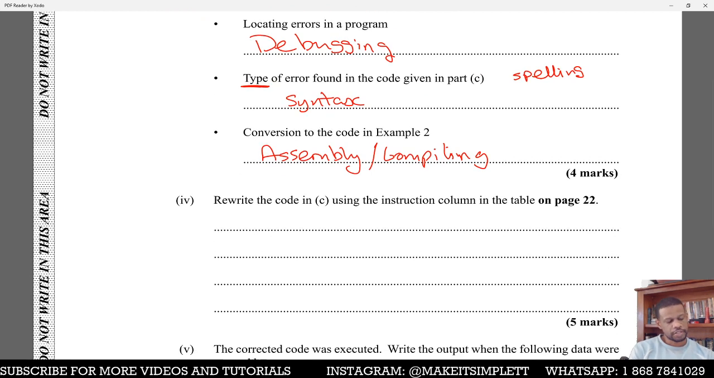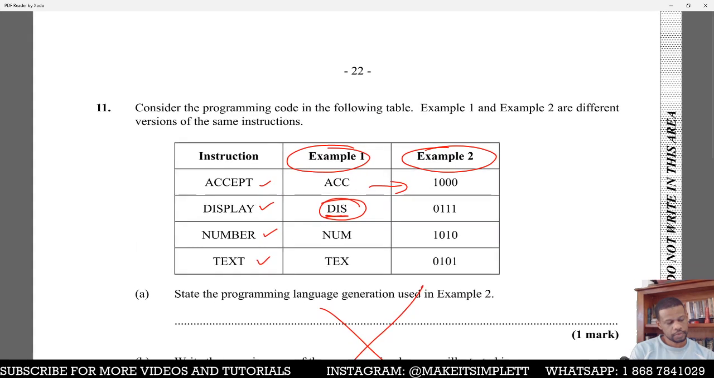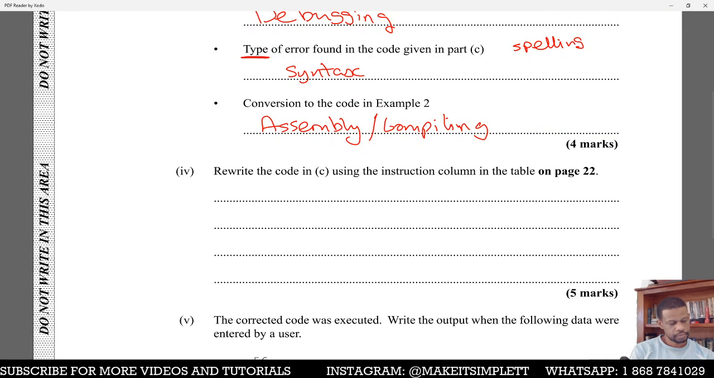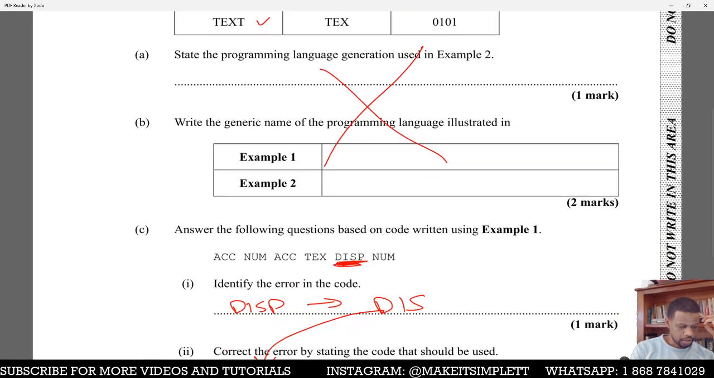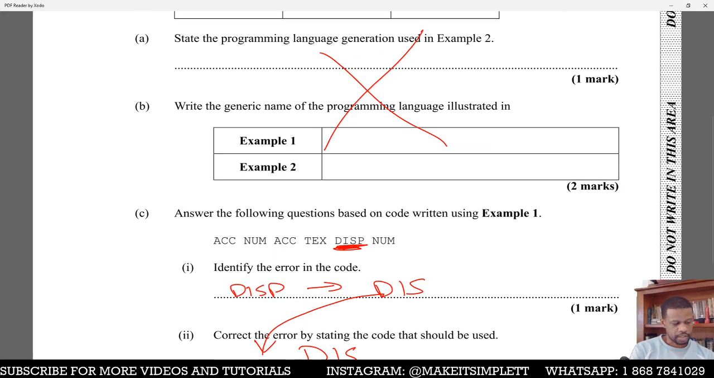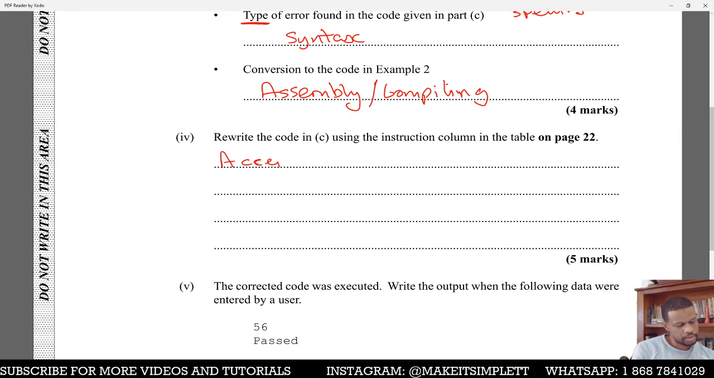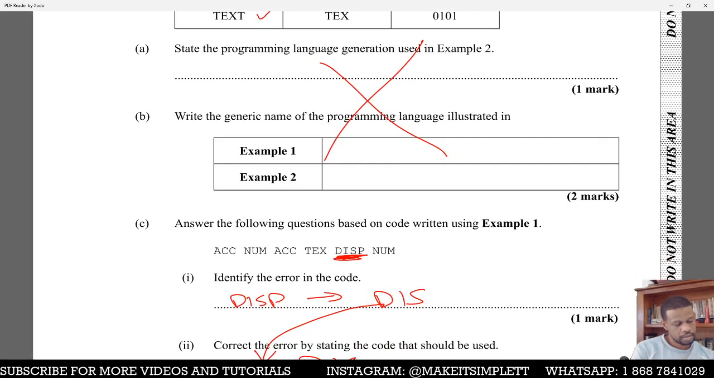Alright, write the code in C using the instruction column in the table. Write the code in C. In the instruction column: accept number, accept text, the number. So what I wanted to do is say accept number, X. The number.